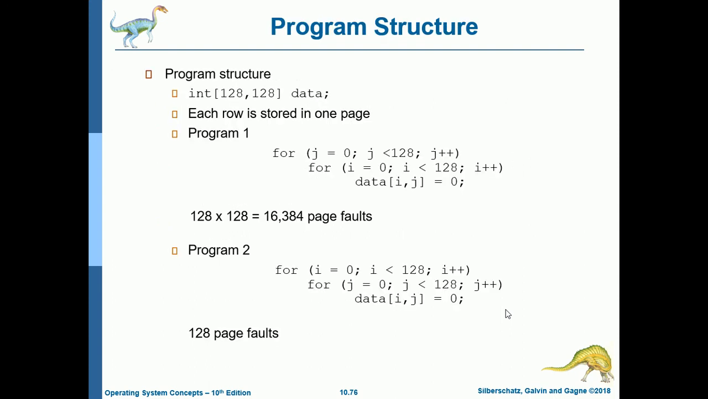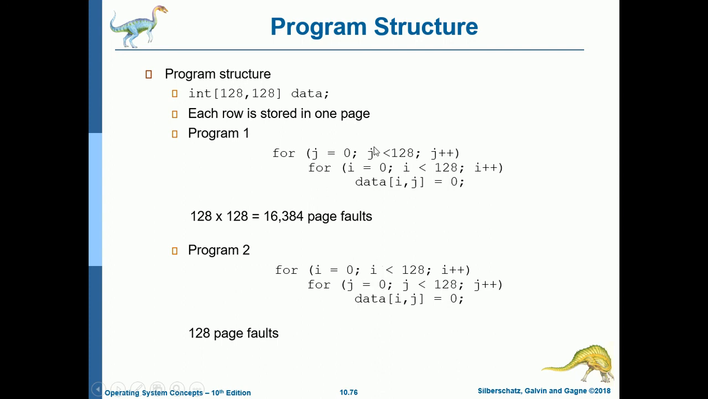For the program structure, we have this int array, 1 to 8. Each row is stored in one page. For program 1, because of this for loop, it is multiplied: 128 times 128 gives us 16,384 page faults.